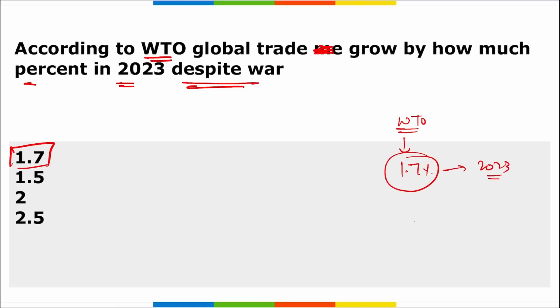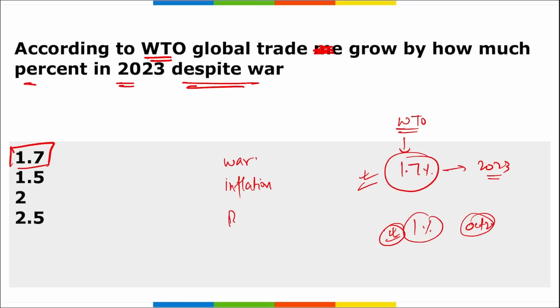Earlier it was projected to be just 1% in October 2022, that in 2023 the global trade will be growing by just 1%, but now it is projected around 1.7%. And the effect here is because of the war, high inflation in different countries, and the banking crisis that we are facing. Even now there is news that BRICS is planning to make their own currency, and that will be gold backed.